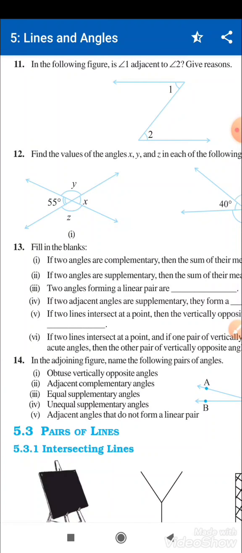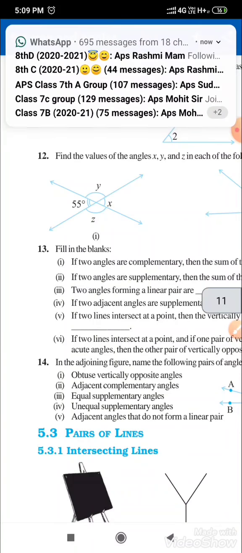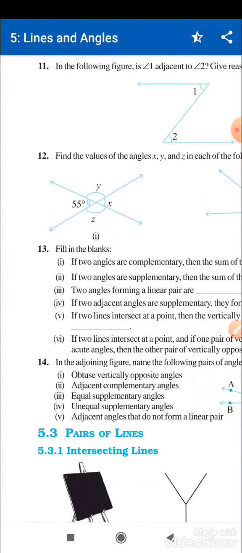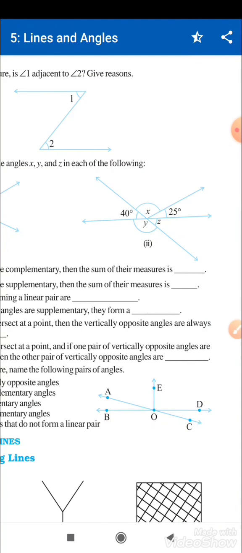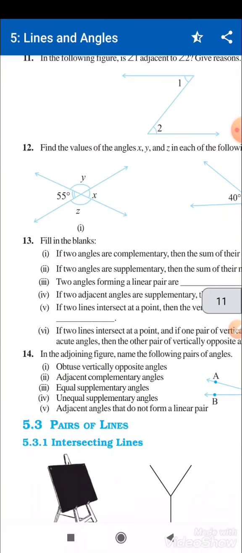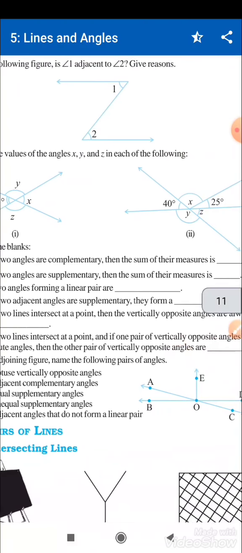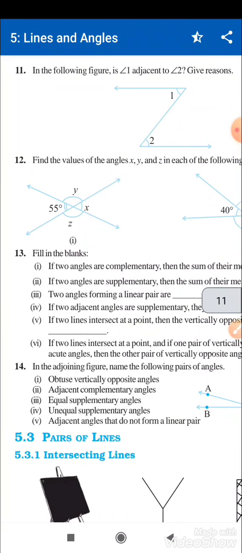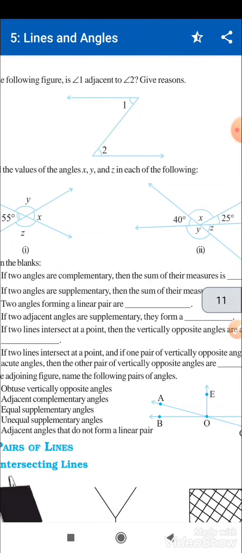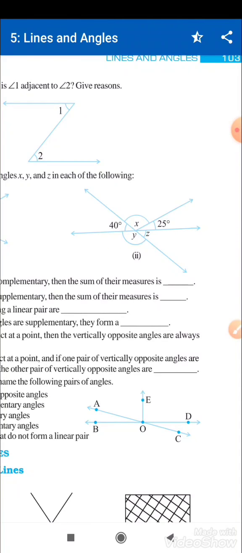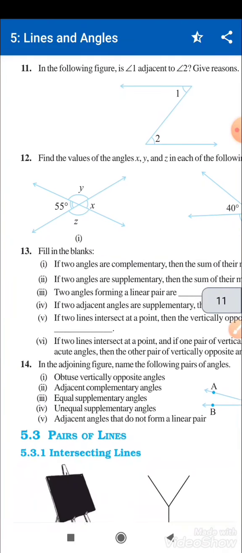Our fourth part is, if two adjacent angles are supplementary they form a linear pair. If two lines intersect at a point then the vertically opposite angles are always equal. And our last part is, if two lines intersect at a point and if one pair of vertically opposite angles are acute angles, then the other pair of vertically opposite angles are, its answer is obtuse angles. Now move to our 14th question.